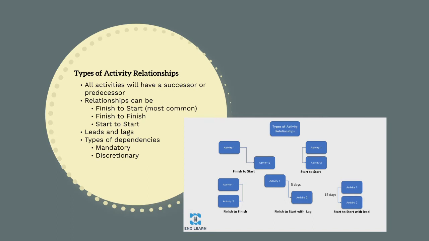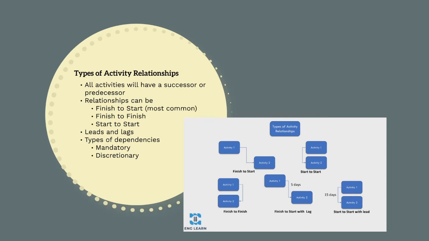Discretionary relationships, on the other hand, are preferred but not compulsory. They are the nice-to-have relationships. Discretionary relationships are often put in place to reduce risk and save money, but can, if necessary, be removed.